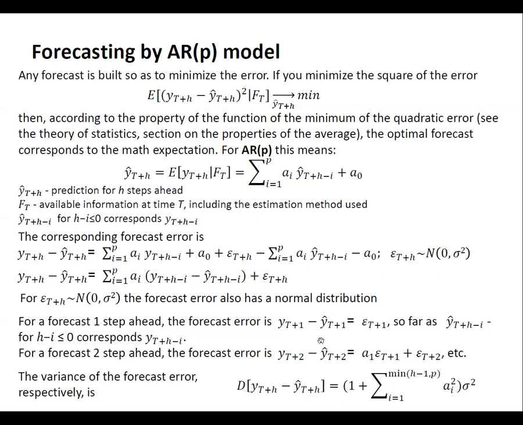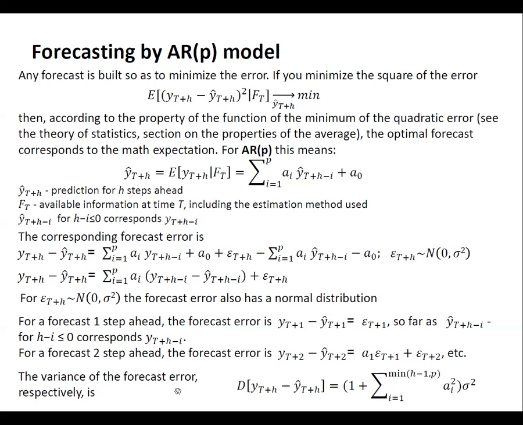For one step ahead, the forecast error according to this formula will simply be the error of our model, since the previous values are fixed and cancelled in this formula. For the forecast 2 steps ahead, the forecast error will already be the current error 2 steps ahead plus autoregression on the previous error, and so on. Now we can calculate the variance of the forecasting error. We really need it in the future.